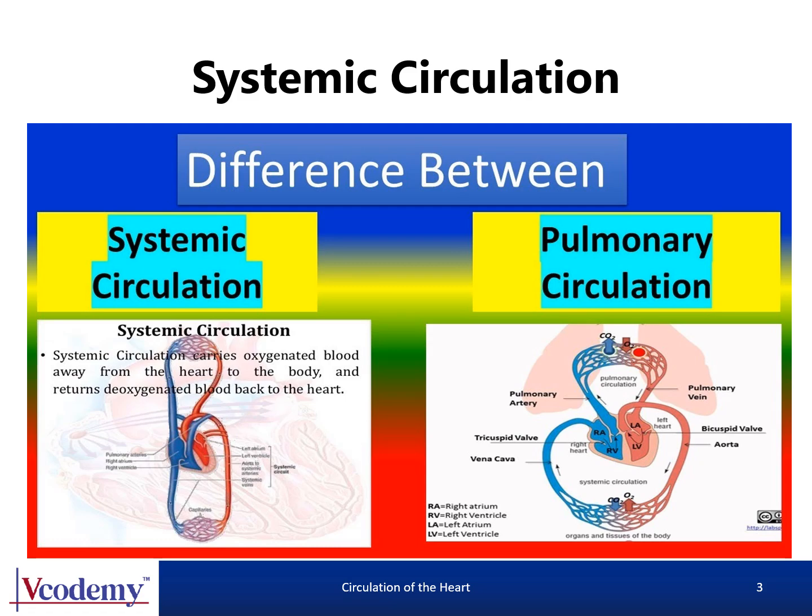So now the question is, so many circulations. We are talking about the systemic circulation, heart circulation, pulmonary circulation. So what is the difference between these?